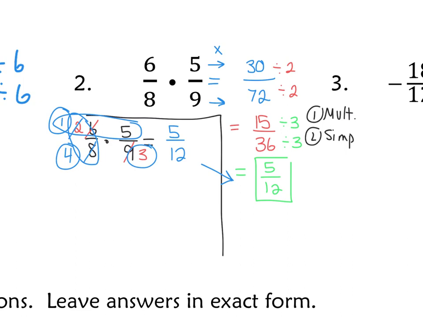Now, if the numbers are small, it does make sense. I mean, you could do it either way, multiply then simplify, or simplify then multiply. But if the numbers are huge, like if you're going to have to multiply 72 times 56, let's say, probably look to simplify before you multiply.